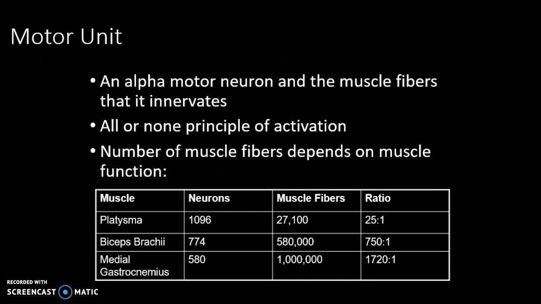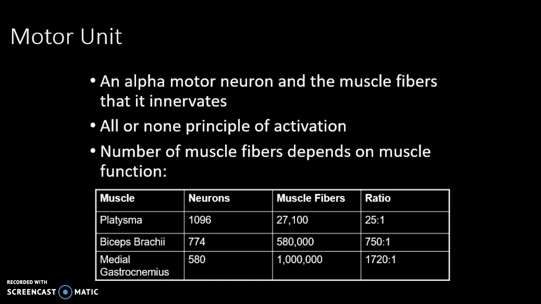When we're talking about muscle fibers, voluntary movement, and skeletal muscle contracting, we have to talk about motor units. So a motor unit is an alpha motor neuron and the muscle fibers that it innervates. It's the all or none principle. Either everything's going to contract or none at all. Remember, we have to hit a certain electrical threshold for contraction to occur. If we don't hit that threshold, then no contraction occurs. And that's the all or none principle.